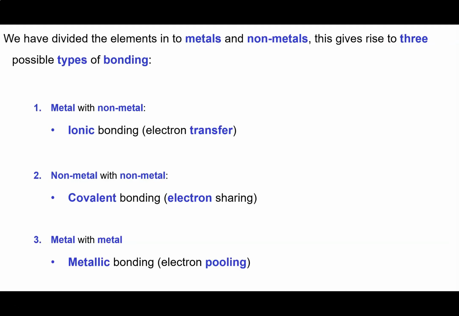When metals bond with non-metals, we get what's called ionic bonding, and we will see that this is the result of electron transfer. When non-metals bond with non-metals, we get what is described as covalent or molecular bonding, and we will see that this is a result of those atoms sharing their electrons. Later on, we'll be talking about the structure of metals in the chapter concerned with solids and liquids, and we'll be talking about how metals bond with other metals. This is called metallic bonding, and that's a result of what is often referred to as electron pooling.